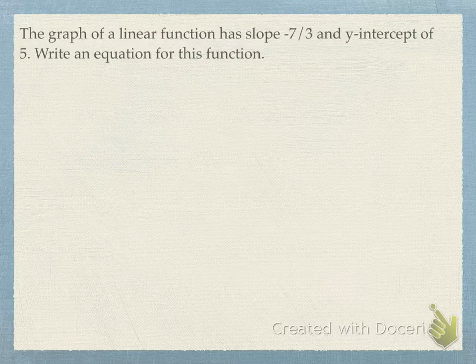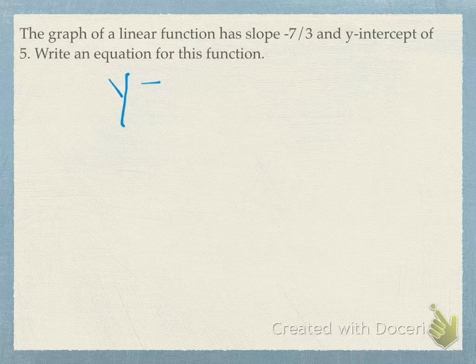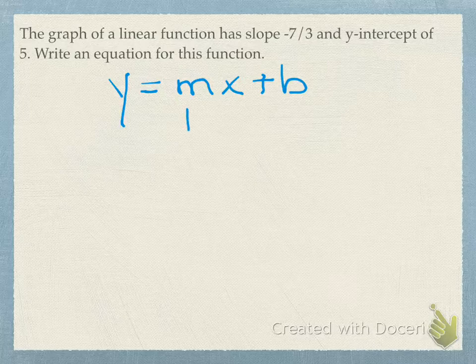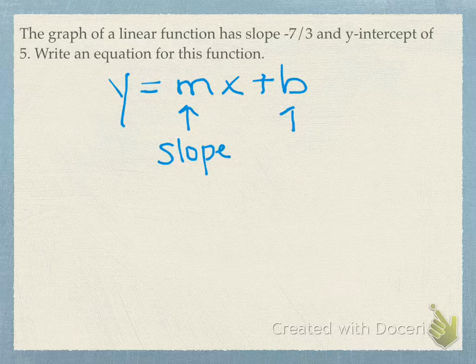Moving on to slope-intercept form, we need to remember that the equation of any linear function is written as y equals mx plus b. That's something you have to remember. It's not given to you. Well, what does this mean? Well, m represents the slope number, and b represents the y-intercept.